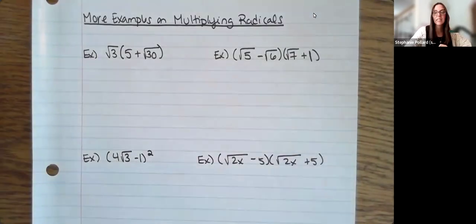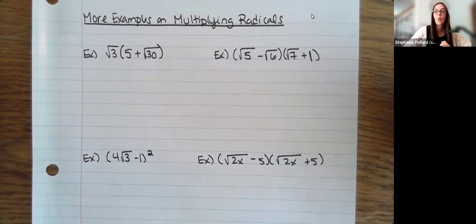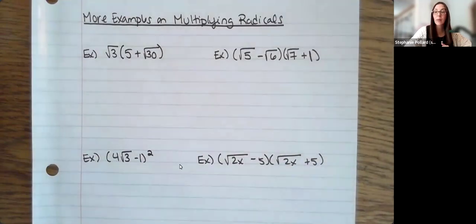Hi, everybody. In this video, I want to do some more practice with multiplying radicals. When we multiply radicals, we're still going to use the same processes of the distributive property and/or the FOIL strategy. It's just that we have to now apply it to radicals as well.